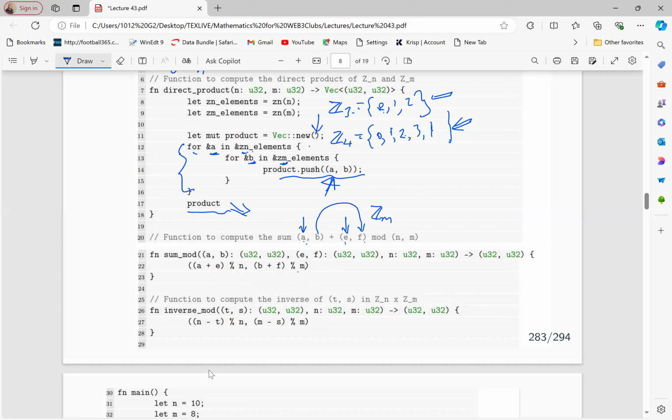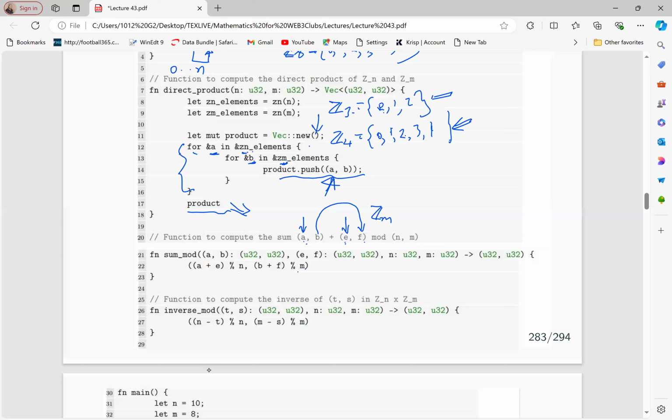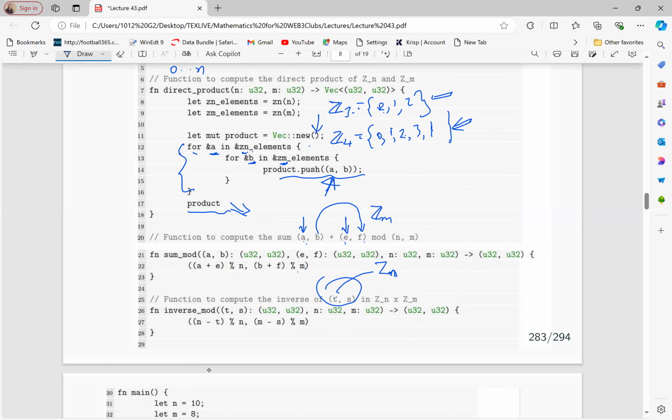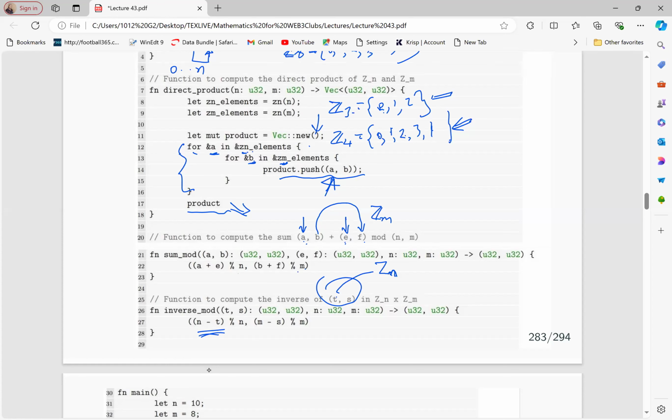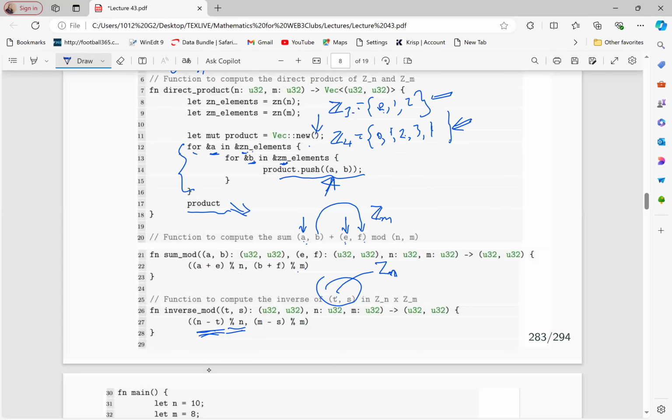Now, when it comes to the inverse, say you wanted to get the inverse of TS. You'd have to realize that T is coming from Zn, which is an additive group. To get the inverse of T from Zn, you subtract T from N. Now, this part is just to ensure that the answer you're getting is positive. So it divides the answer by N, then writes the remainder, just to ensure that your answer is positive.